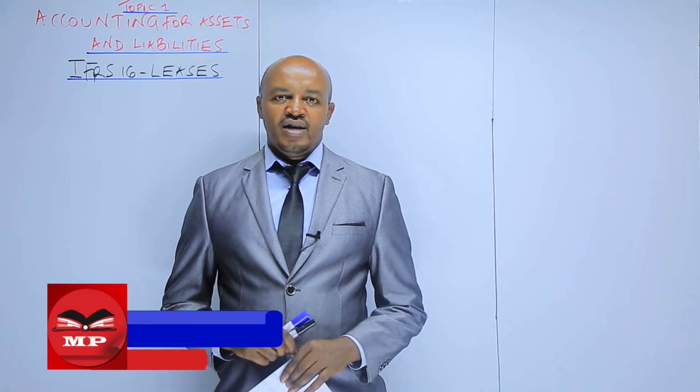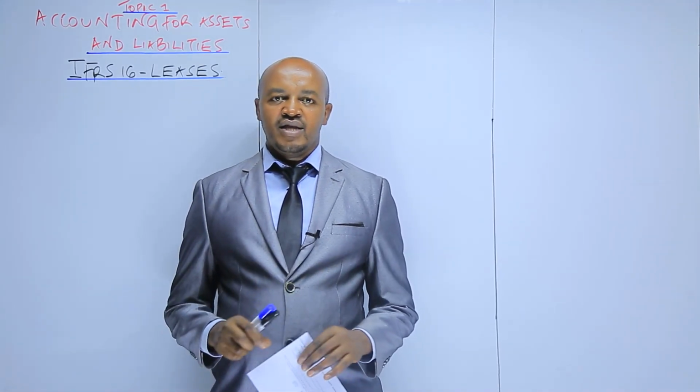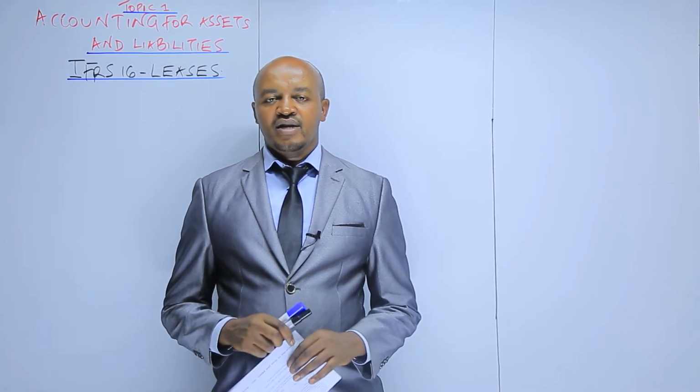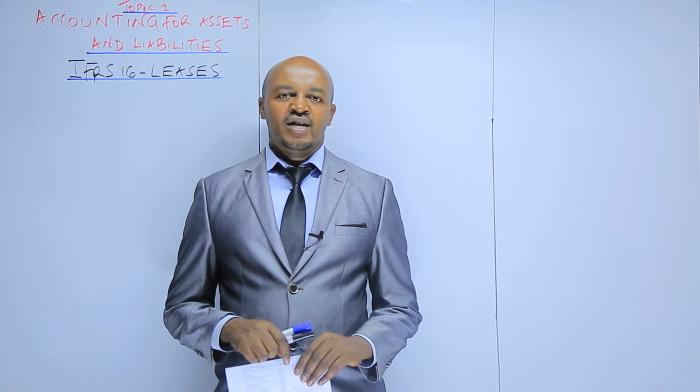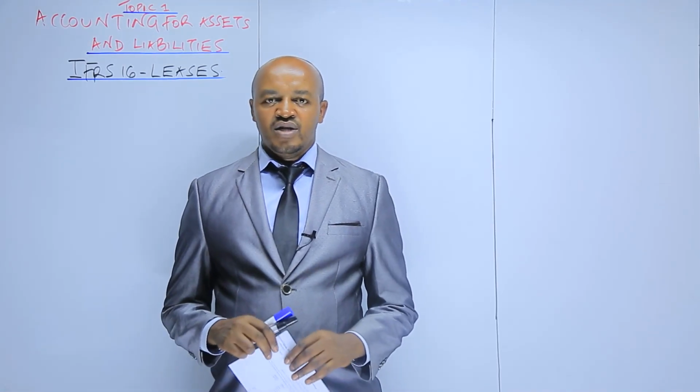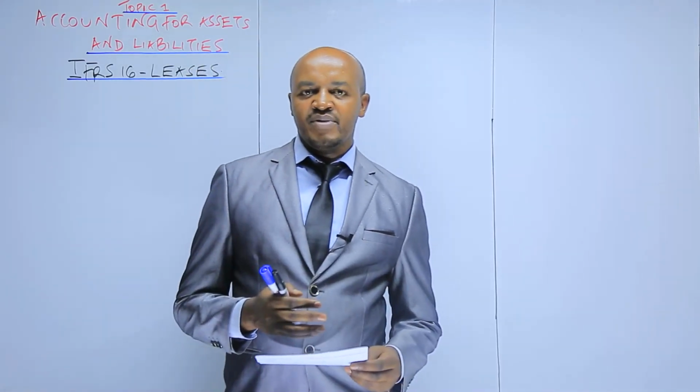In this session, I want us to look at an illustration question regarding accounting for leases by the lessee. Recall what we said in our previous session, that the lessee is supposed to recognize two items in his books of account: the right of use asset and the lease liability. So I want us to look at an illustration question here, and see how we determine those two items, the right of use asset and the lease liability.